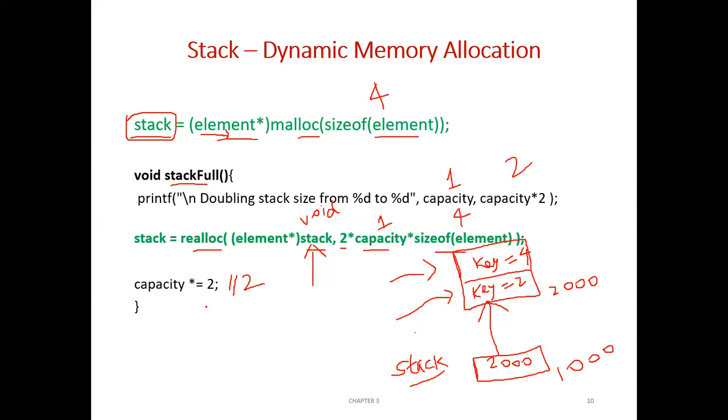So once again, whenever stack is full, the stack full function will be called and the memory will be reallocated. So once again, it will reallocate memory. Now how much will it allocate? Whatever stack is pointing to will be reallocated by 2 into capacity. Now what is capacity? 2. So 2 into 2, 4. Size of element is always the same. That is 4. 2 into 4, 4. 4 into 4, 16. 16 bytes will be allocated.